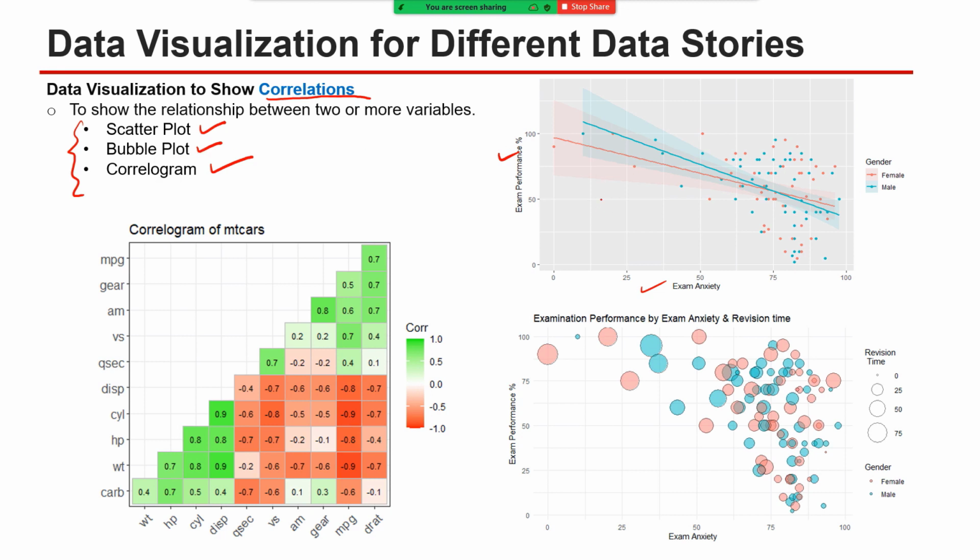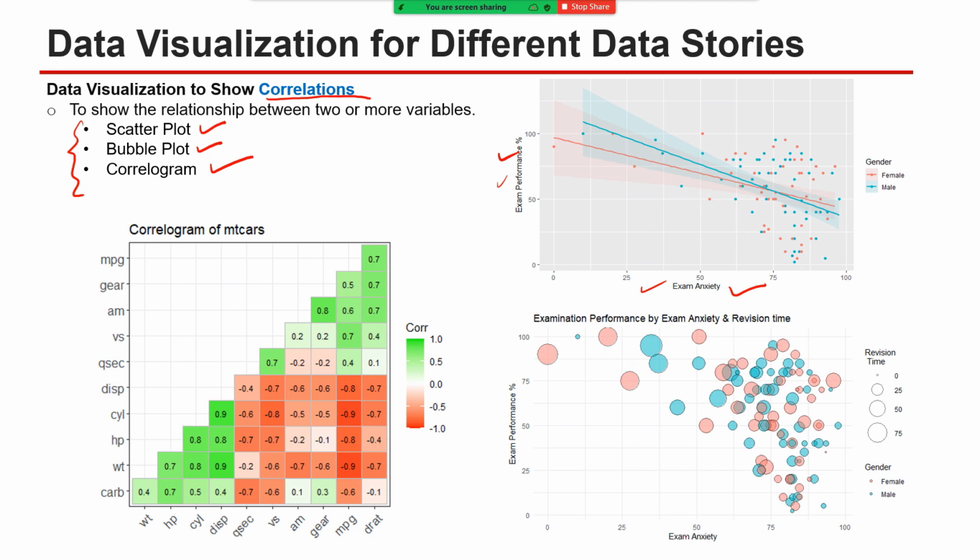As you can see in a scatter plot, we examine the anxiety variable and exam performance, and we can see that as the exam anxiety starts increasing, exam performance starts decreasing. So they have a negative relationship or negative correlation with each other.